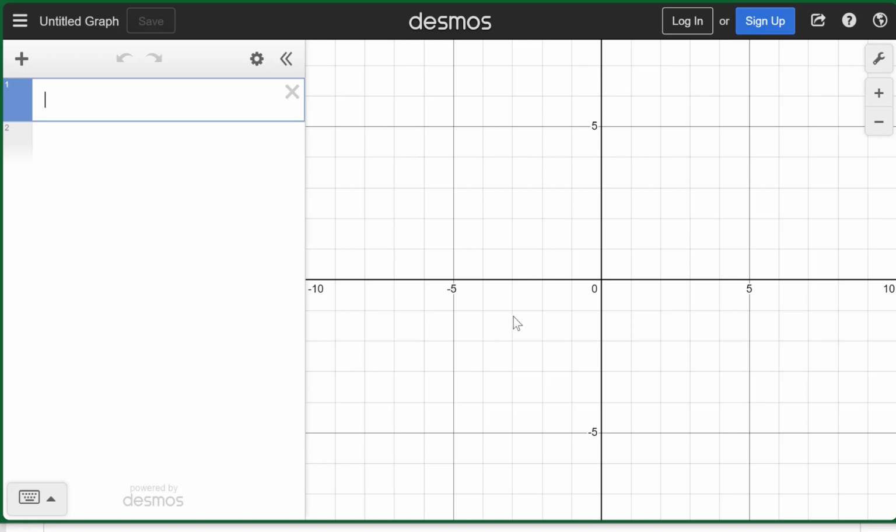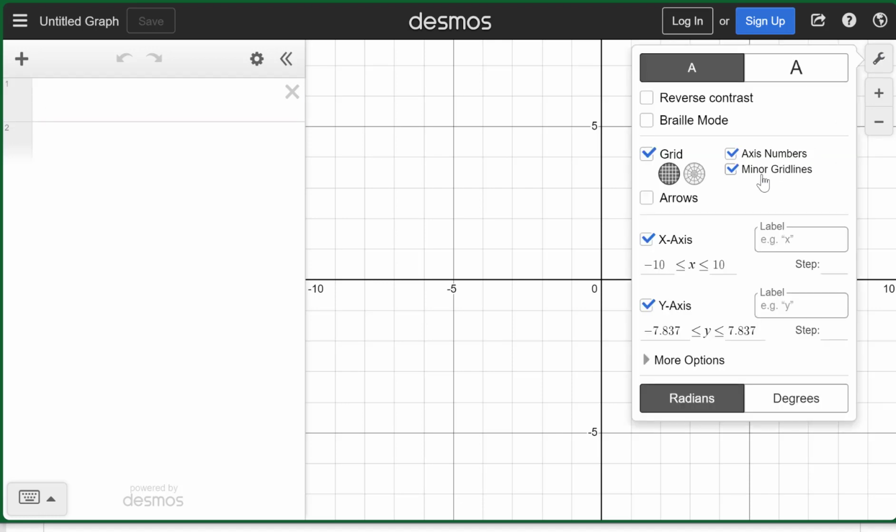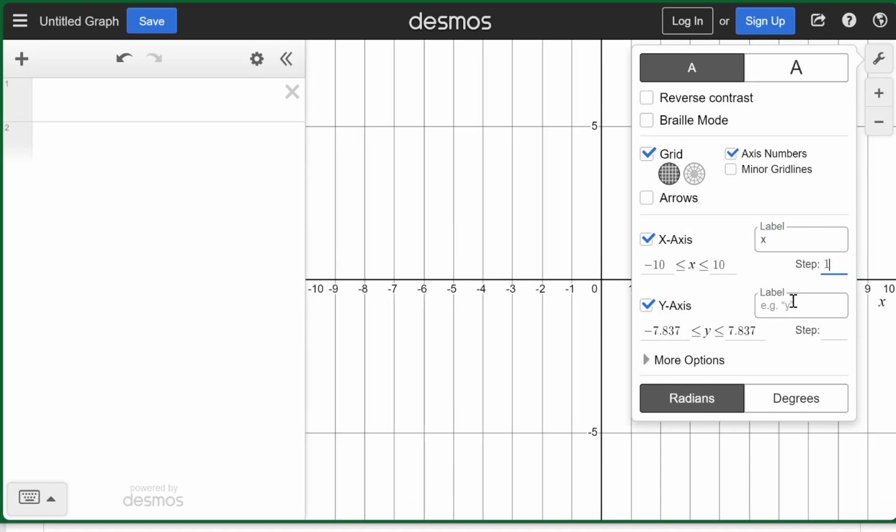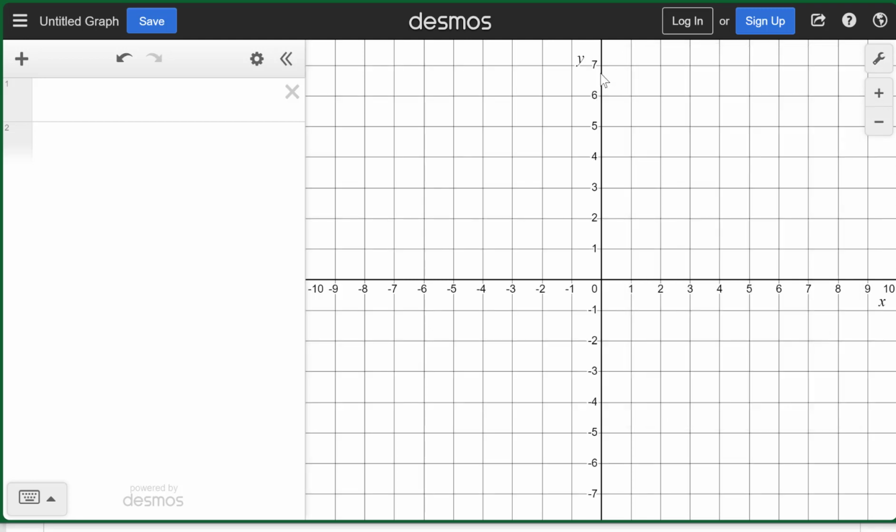And you need to change the settings. Necesitas cambiar los ajustes. So, you're going to touch this button, click. No minor grid lines. Label X, step 1. Label Y, step 1. Now you have a normal graph. So cambia los ajustes y después tienes una gráfica normal. Okay, click the space here. Click aquí.